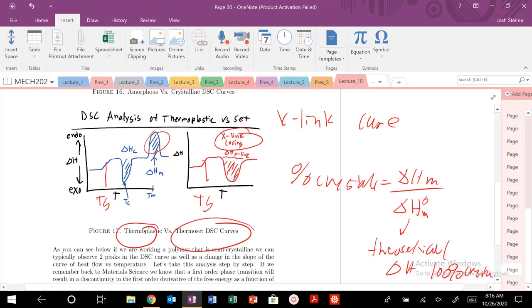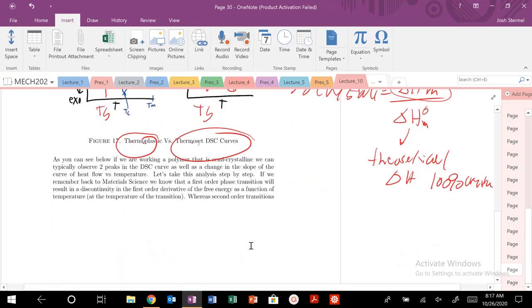So if I have 100% crystalline polymer, I can take that theoretical data point from literature, and take my actual or true value for the enthalpy of fusion, or enthalpy of melting, and divide it by the theoretical value, and I get my percent crystallinity. You can see, from one single curve, I can tell whether I'm thermoplastic, thermoset, crystalline, amorphous, what's my Tg, what's my Tc, what's my Tm, all just from this single curve. So it's an extremely powerful technique.